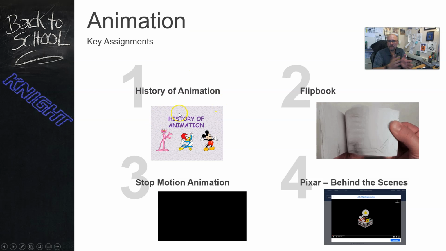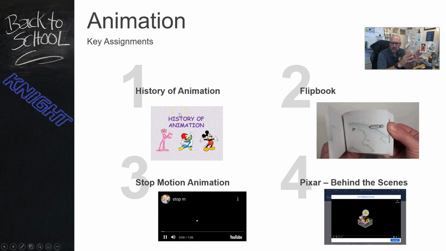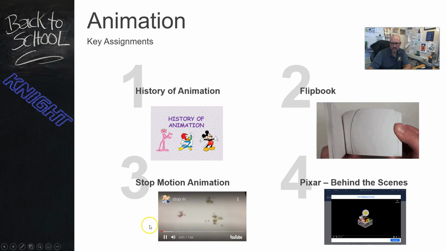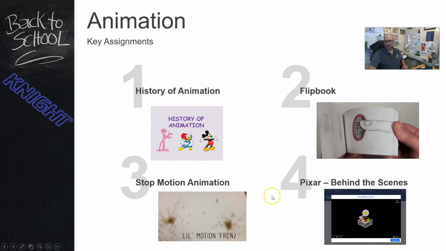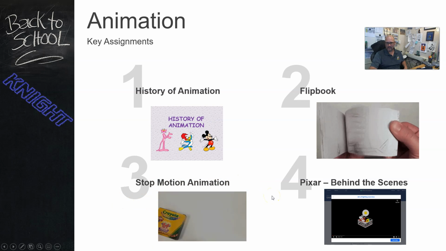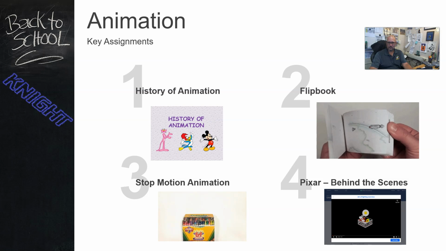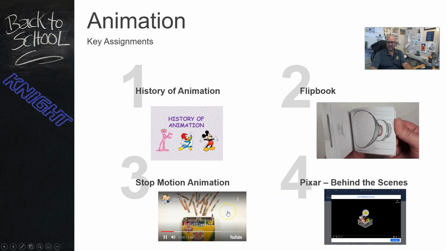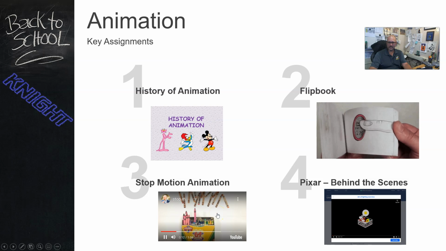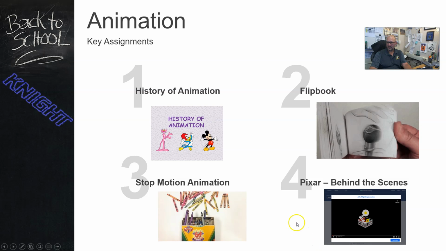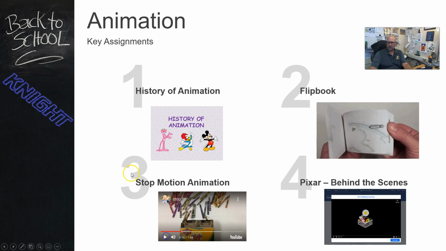So yeah, history of animation, and then we're going to do kind of a flip book type of project, and then we're going to do a stop motion animation project. This one playing right now is actually an example from a couple years ago. A student did it with crayons and some candy and stuff, so that was kind of fun. And after we've done the stop motion animation, we're going to do these modules that are on Khan Academy.